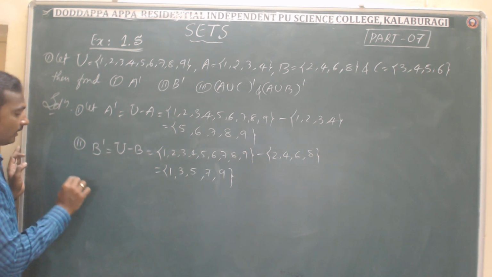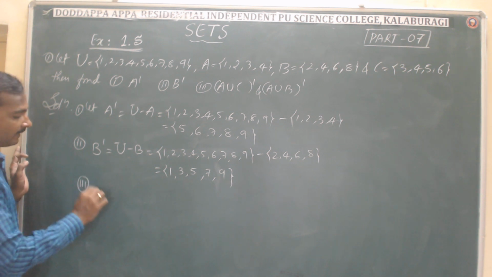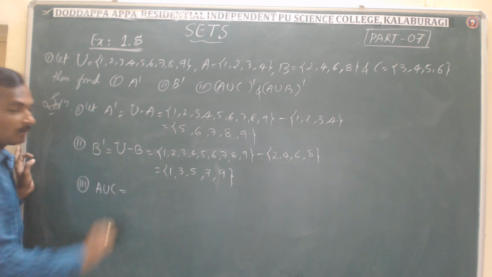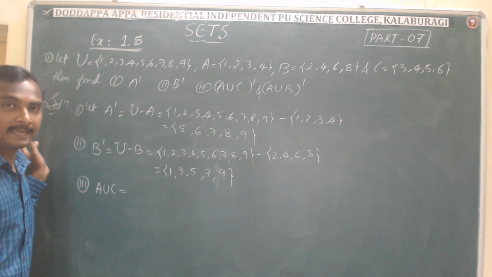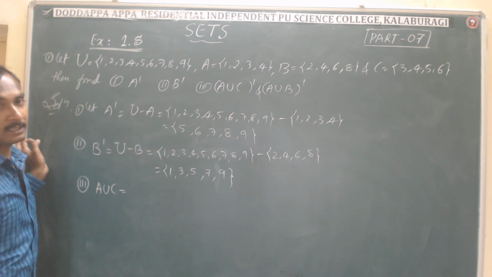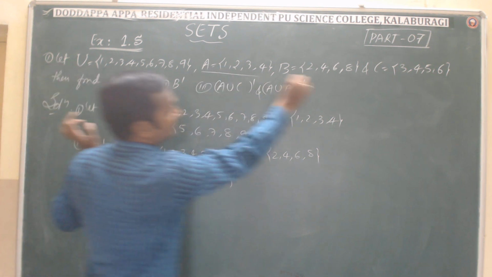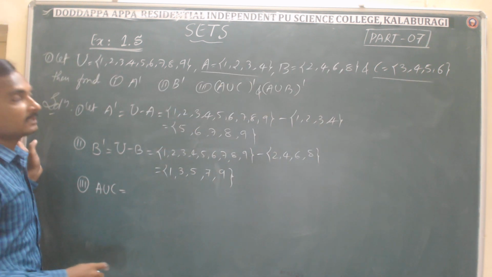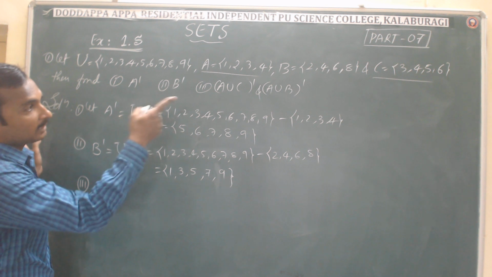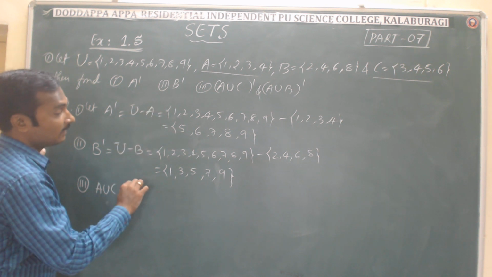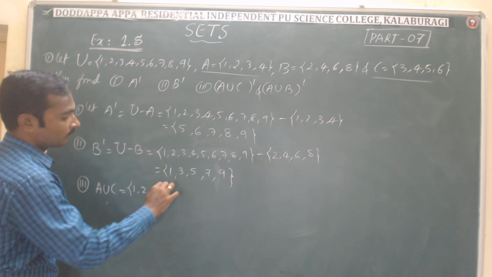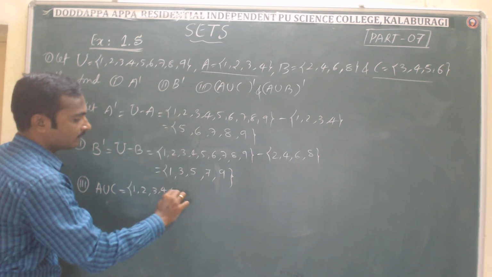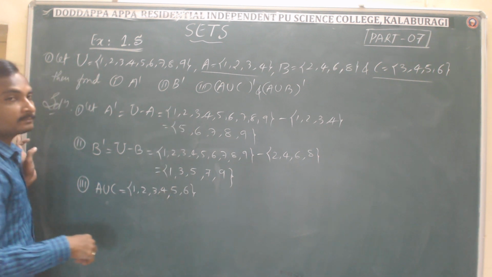So let's do the third one. Let's find A union C first. What are the elements which are the union of A and C? Combining all the elements of A and C will give us A union C. The elements of A union C are 1, 2, 3, 4 and continuing, 5 and 6.